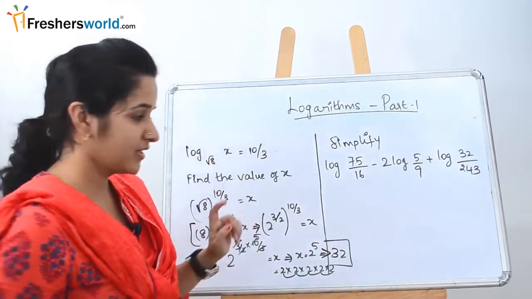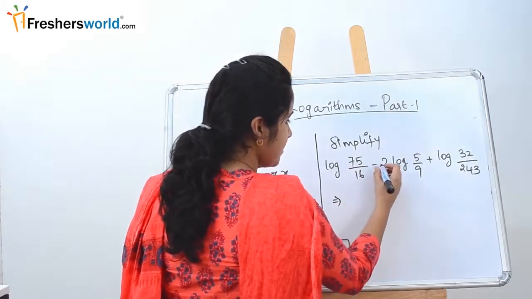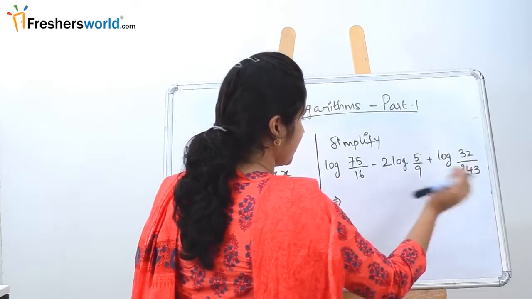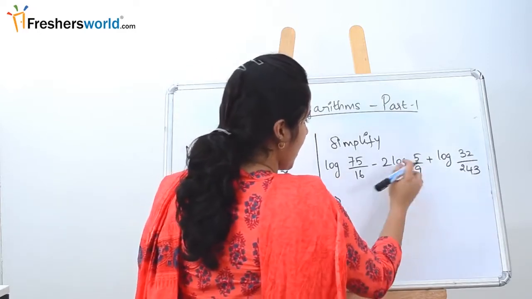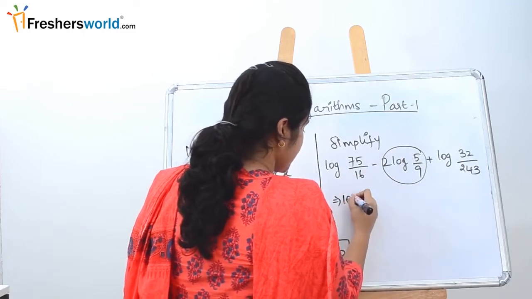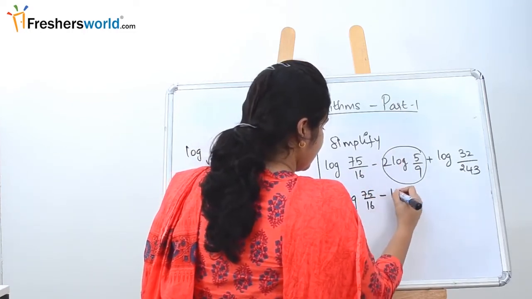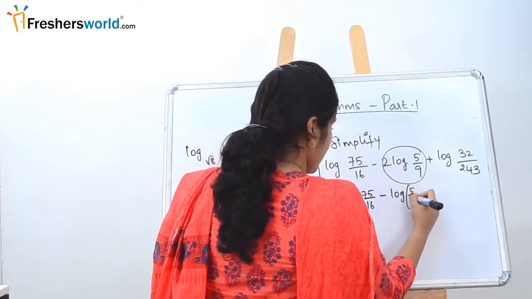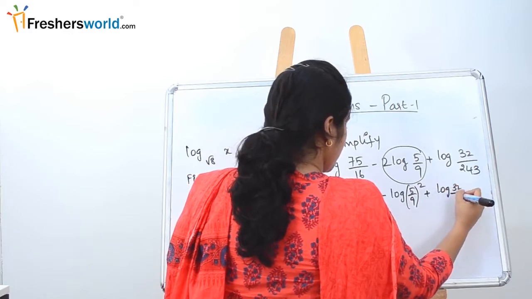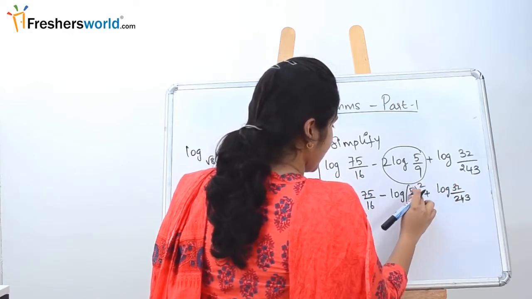So let's solve another sum. They have given log 75 by 16 minus 2 log 5 by 9 plus log 32 by 243. We have to simplify it. So how can this 2 log 5 by 9 be rewritten? Write the other things as such: log 75 by 16. This can be written as log 5 by 9 the whole square, plus log 32 by 243. So 5 square is 25 and 9 square is 81.